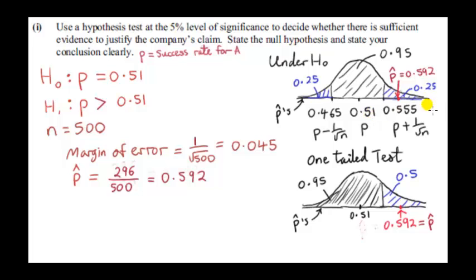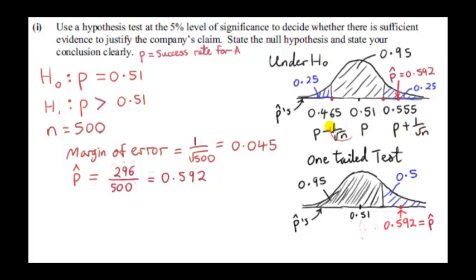Now, as we've seen previously, if we consider all our sample proportions, that's proportions of successfully treated people from samples of size n, all of them follow an approximately normal distribution with mean equal to the population proportion P. So under the null hypothesis, P is 0.51. Approximately 95% of all our sample proportions, if we were to take many samples, would lie between P minus 1 over root n and P plus 1 over root n.